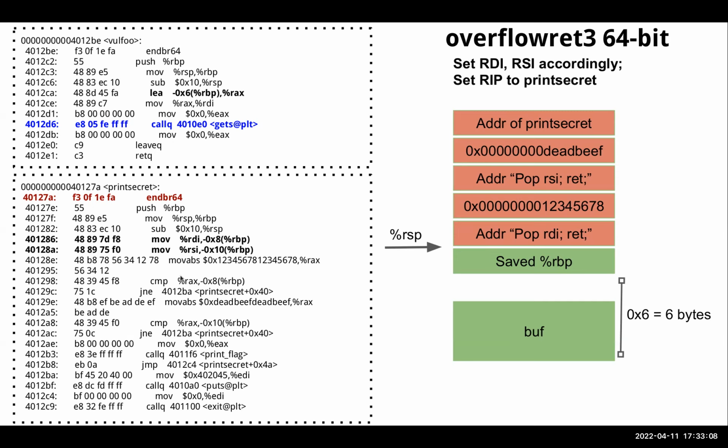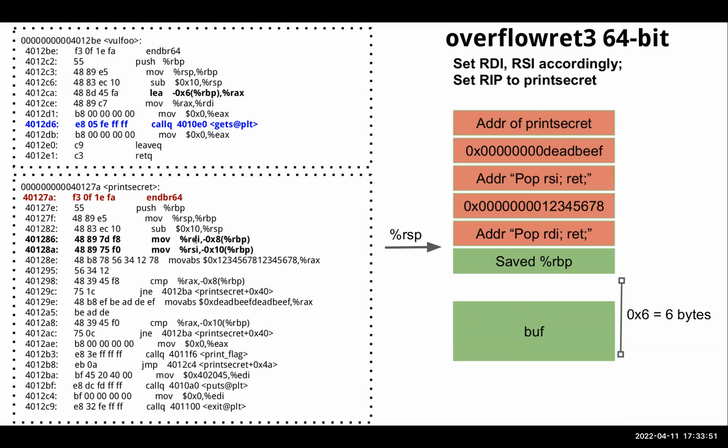So let's take a look here. This is Volfu, the 64-bit version of Overflow Return 3. In Volfu, we can say the buffer's address is RBP -6. You can see from here, from the beginning of the buffer to the saved RBP, note that it's not EBP anymore, it's RBP, is 6 bytes. The saved RBP is 8 bytes, so this whole part is 14 bytes. There is no stack cookie on this one, so we can overwrite the stack. However, the stack is not executable.